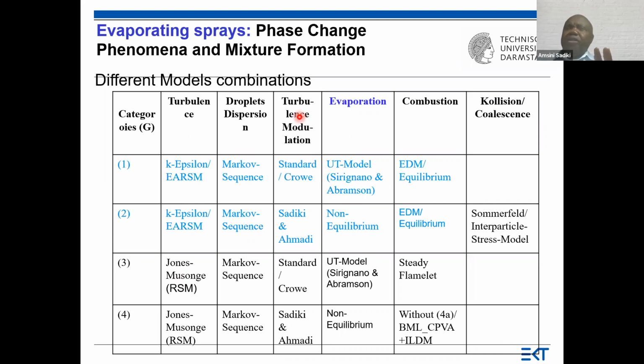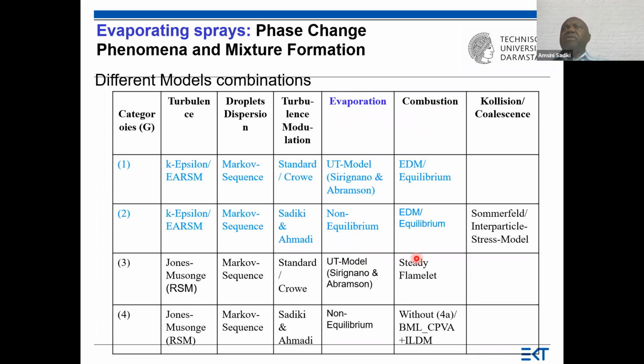in the previous part, evaluation of the interaction between the carrier phase, turbulent carrier phase, and the droplets phase or the liquid phase. And depending on the Stokes number, we can have the modulation of the turbulence of the carrier phase. And now we will focus on this one, where we will account for the phase change.